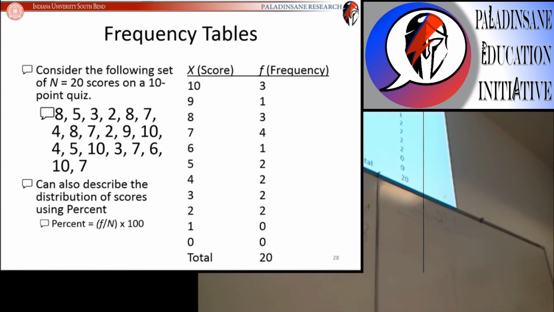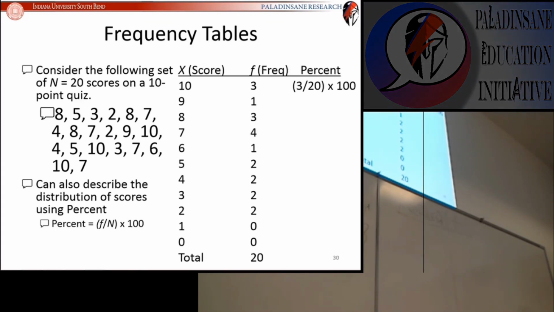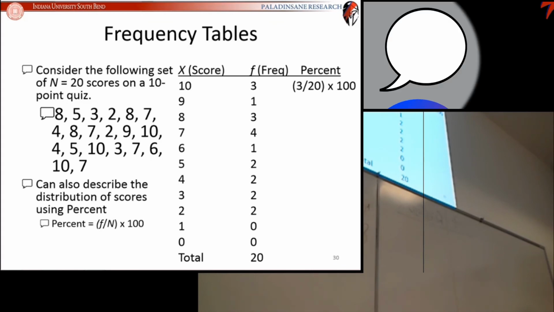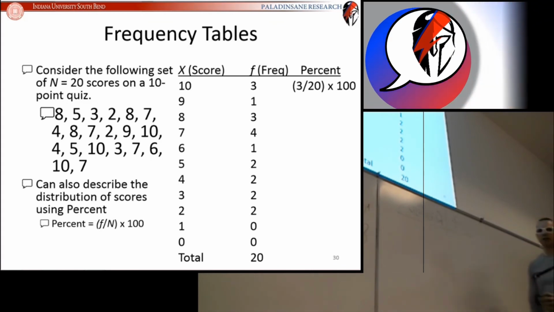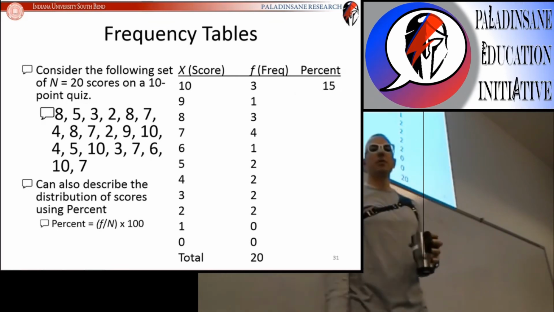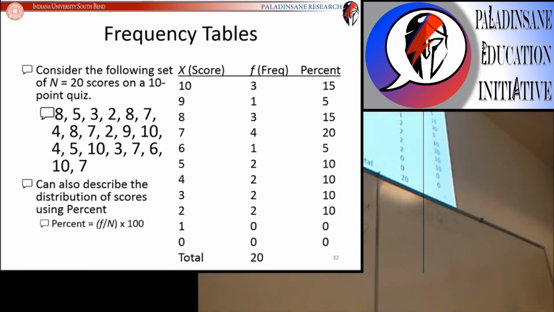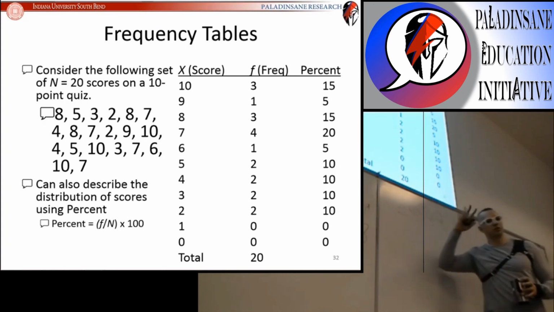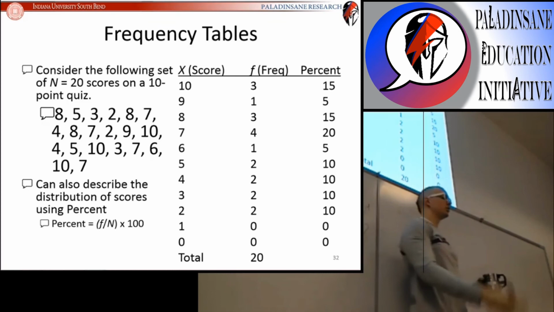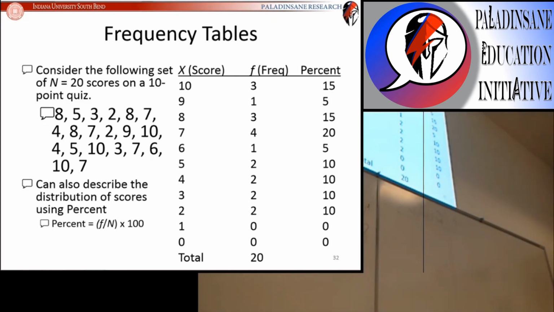So if we apply that to this table here, we can see that 3 divided by 20, so we got 3 scores of 10 out of 10, we got 20 total scores, multiplied by 100, gives us a percent of 15. And using that formula, we can populate the rest of these with percentages. And you'll know that you've done that correctly if this adds up to 100, or depending upon rounding error, 99.9 or 100.1. Sometimes you'll get a little bit off if you round it too early. All right, so that's the frequency table. Any questions on that?